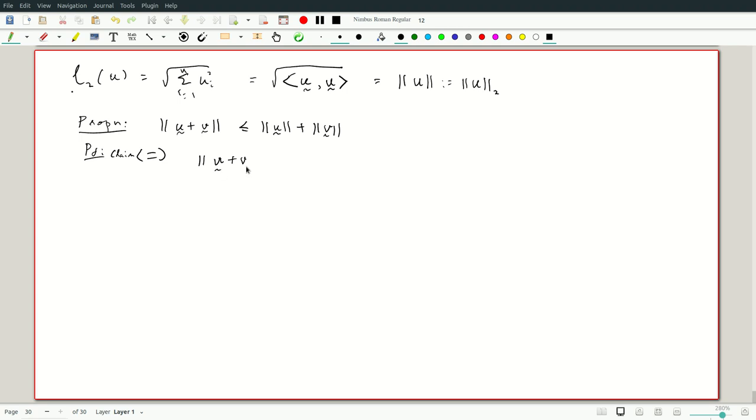Norm of u plus v squared is, norm u plus norm v, the whole square. But this is the inner product of these two, that is the inner product of u plus v with u plus v, is less than or equal to, let's expand this out, norm u squared plus norm v squared, and the cross term 2 times norm u.